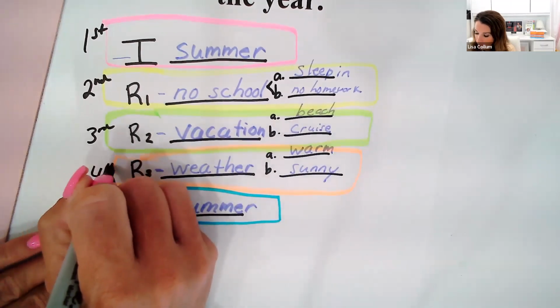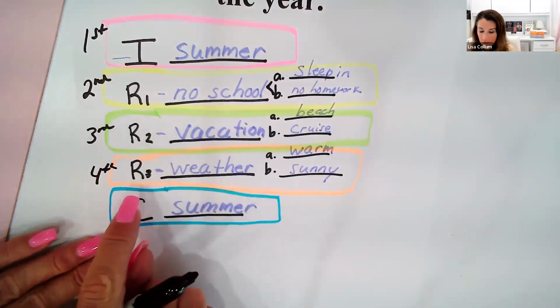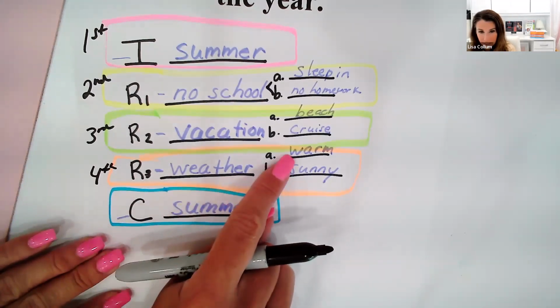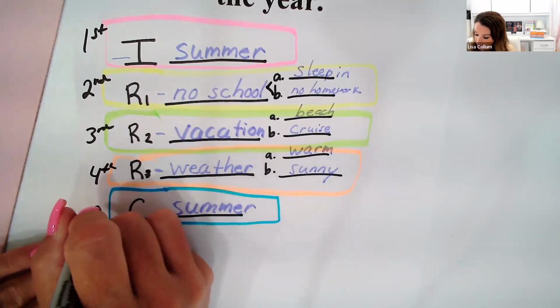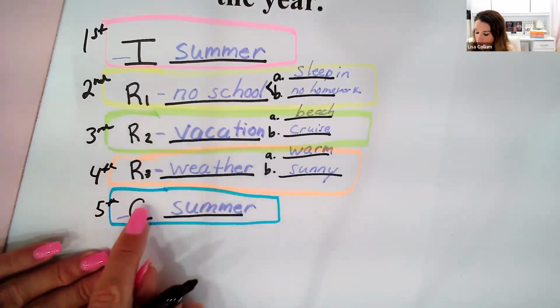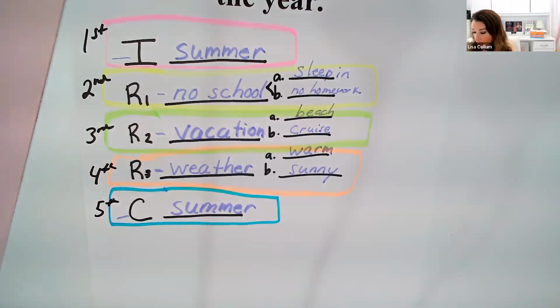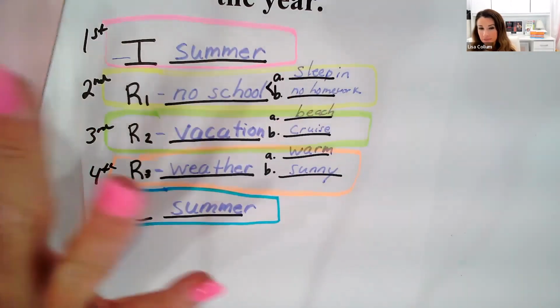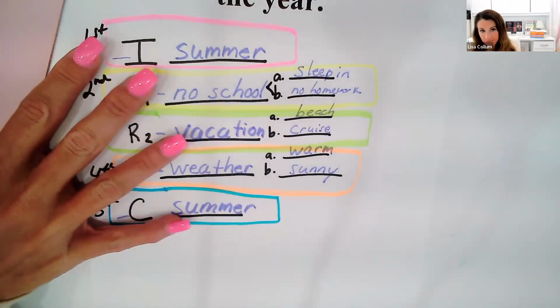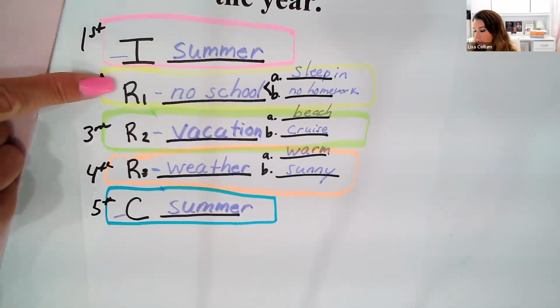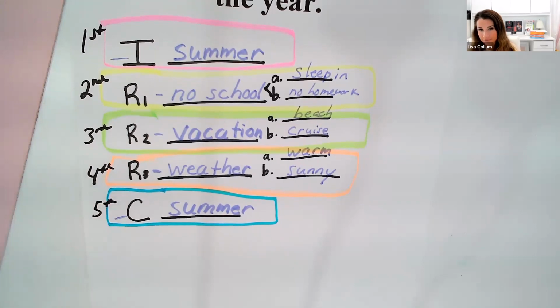In your fourth paragraph, you're going to talk about you like summer because of the weather. And then you're talking about how it's warm and how it's sunny. And then in your fifth paragraph, you're going to do a small conclusion about how summer is your favorite time of year. So your whole essay is here. This is your roadmap. You know exactly what you're writing about in each paragraph.